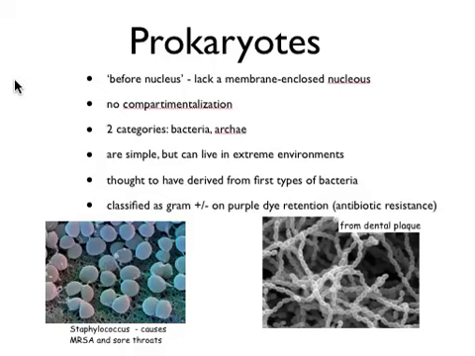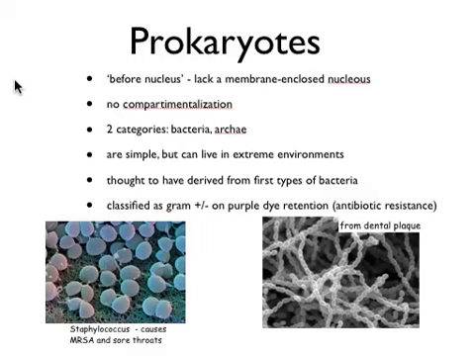So, prokaryotic cells. Prokaryotes come from the Greek words that mean before nucleus. This is because prokaryotic cells lack a membrane-enclosed nucleus, unlike eukaryotic cells. They have no compartmentalization because of this.